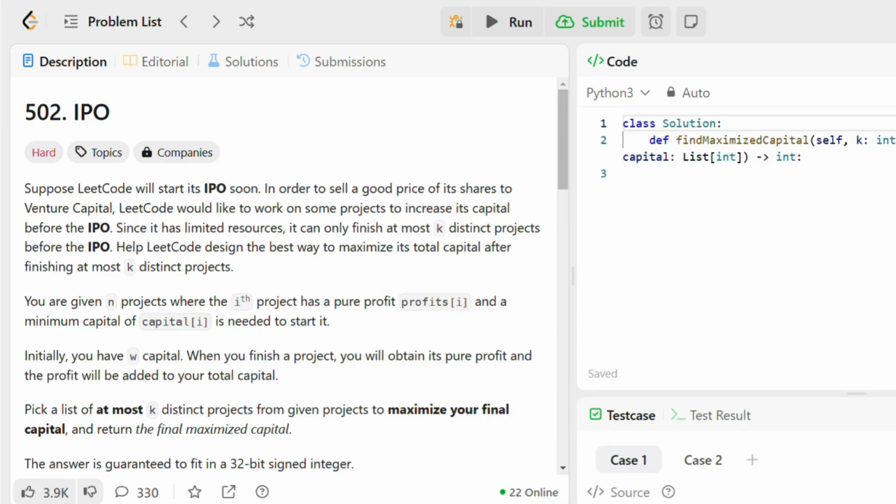Today we will be solving IPO, and this is a question under heaps. So let's read the question together.